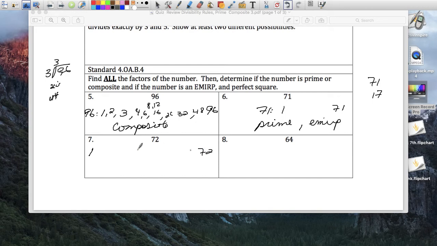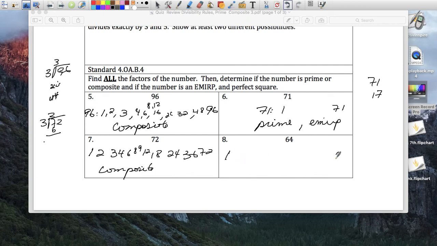72. 1 and 72. 2 and 36. 3 and 24. Yep, 3 and 24. 4 and 18. 5, no. 6 and 12. 7, no. 8, yes. 8 and 9. 10, no. 11, no. 12, it's already written. Now I know I'm done. So all these. So this is definitely composite. Not an IMERP and not a perfect square.